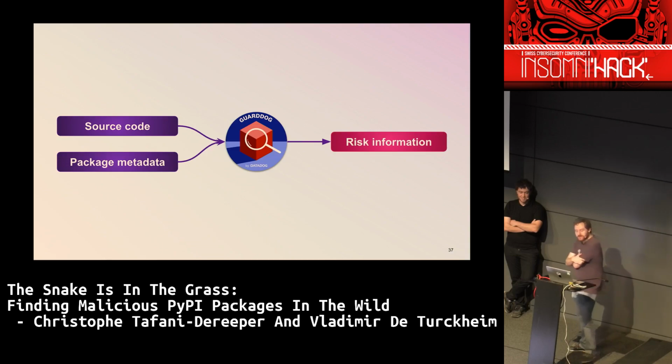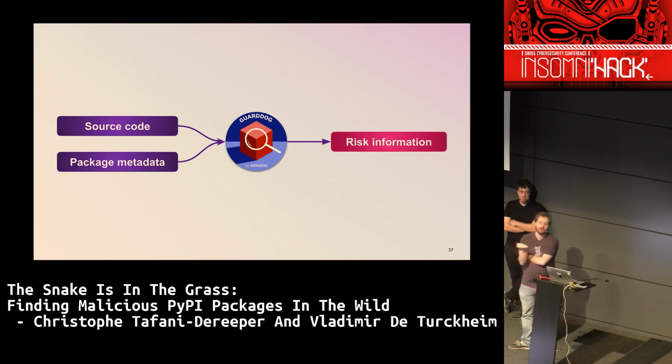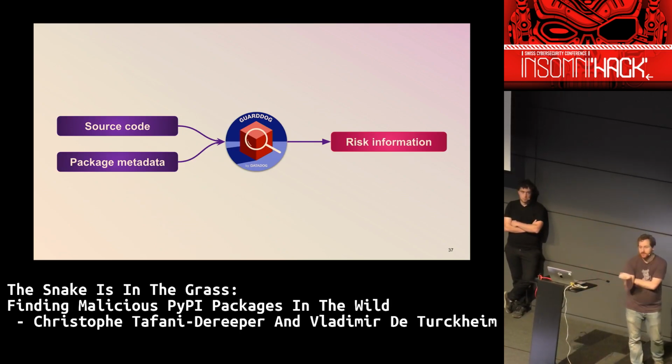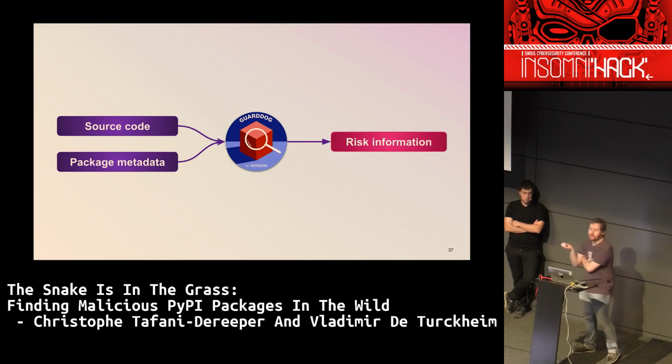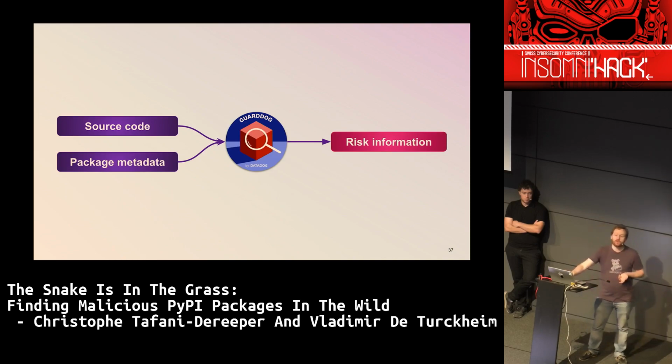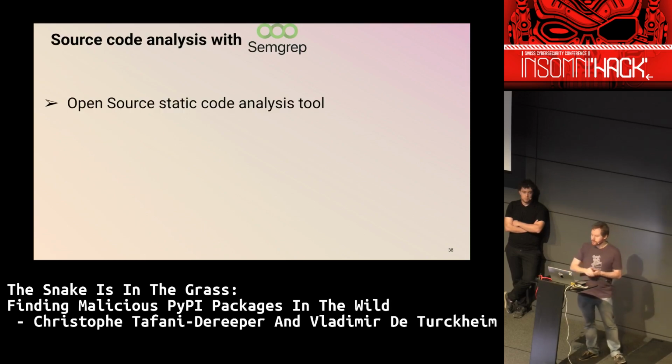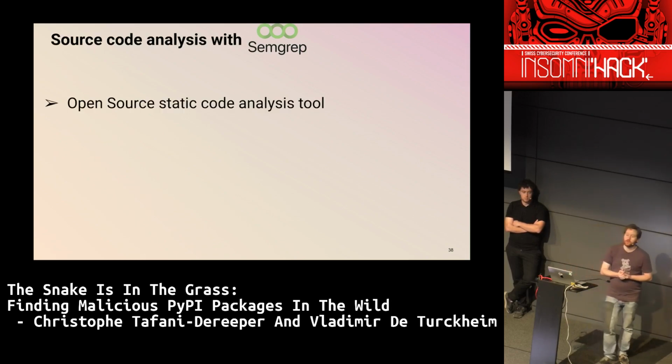So, joke apart, how does Guarddog work? As we mentioned, we are interested in knowing what happens at source code level to find malicious patterns, but also metadata. As Christophe said, there are a lot of hints when you look at the metadata of a package to know if it's trustworthy. So, Guarddog compiles these pieces of information and gives you a report. So, for the source code analysis, we are relying on something called Semgrep.